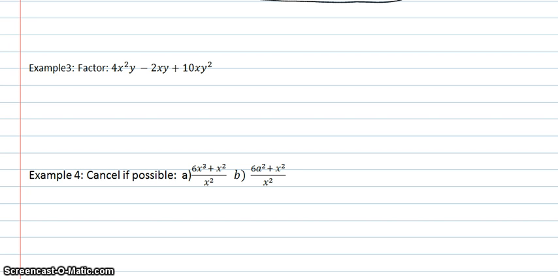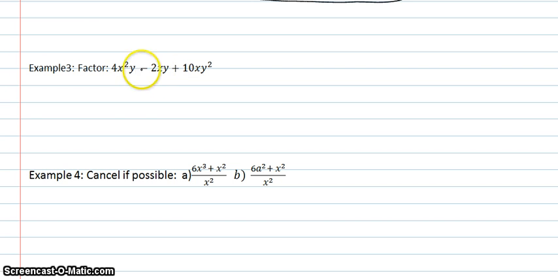Okay, in the third example, we're doing the same thing. We're looking for a common factor to factor from, this time, a trinomial. It needs to come from all three terms. So if it's just 2 that has it, then we don't take it out. It has to be in all three terms to factor it out.